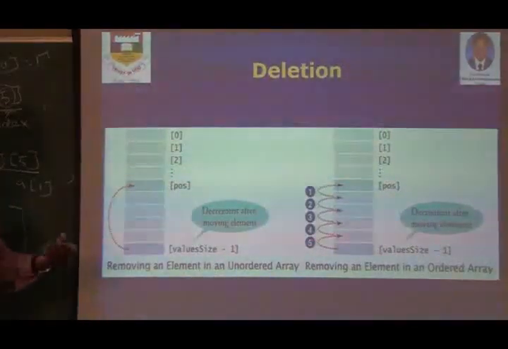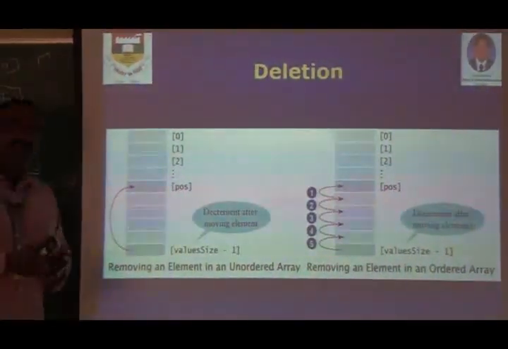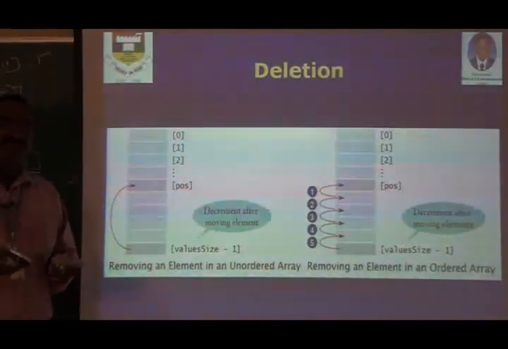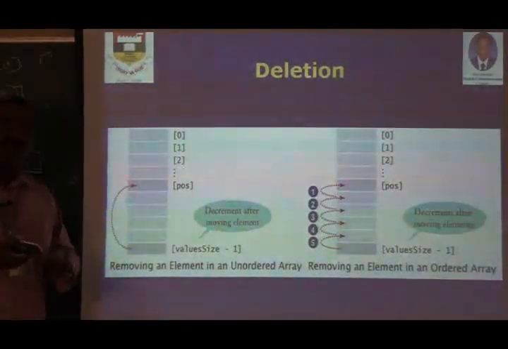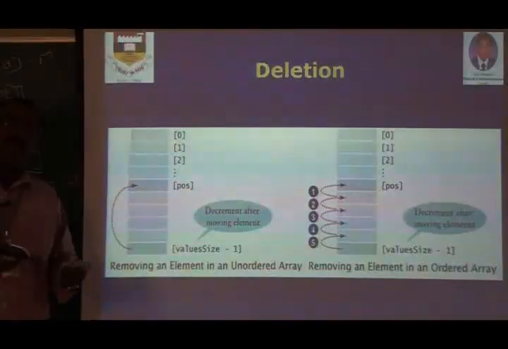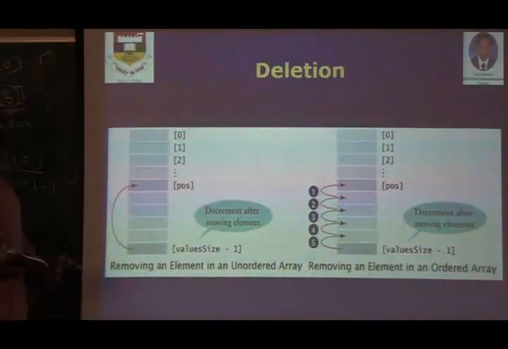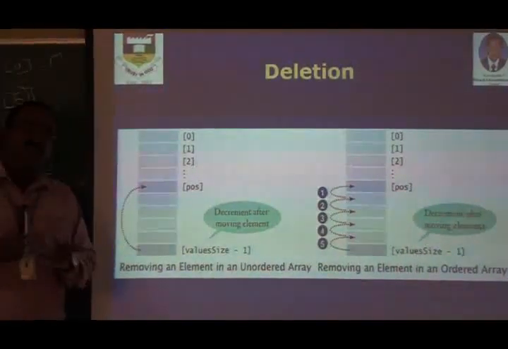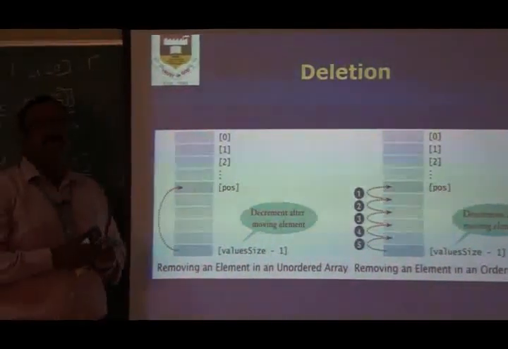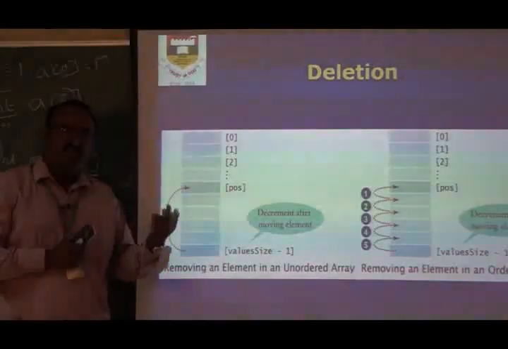So how is the deletion performed? Once you insert, the size of the array is incremented. Initially 4, now after inserting it is 5. So if the data items are k, after insertion it is k plus 1. After deletion, what happens? We have to reduce 1 from the array size. So initially 4, after deleting it is 3.